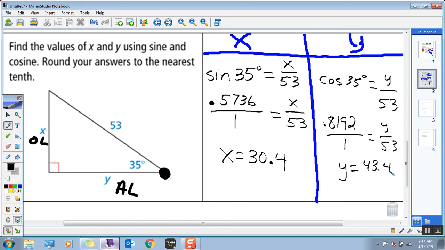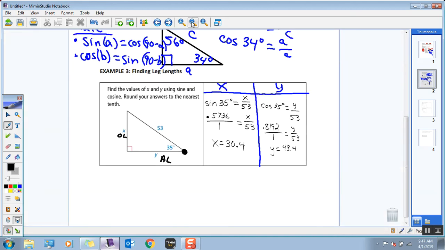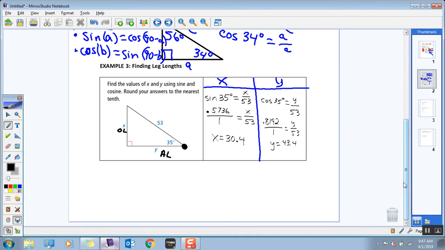Hey, by the way, could I have used tangent? Could have. I could have said the tangent of 35 would have equaled, did we know the opposite leg now? 30.4 over what? Could have done that too. Okay. Let's move ahead here. Do you guys have everything you need from that example? Okay. All right, let's move.